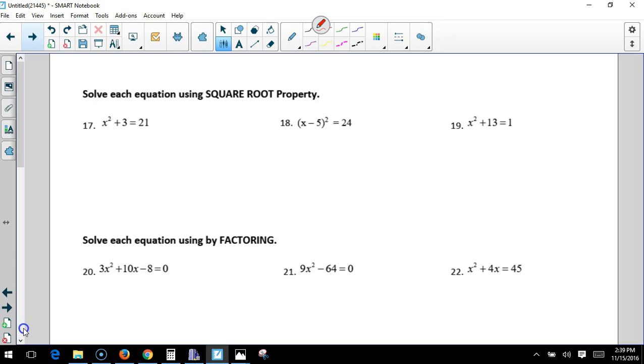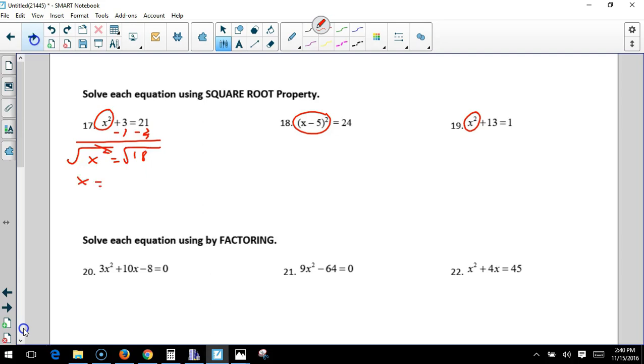Okay, square root property. When we have the square root property, we want to get whatever's square rooted, whether it's a letter or parentheses, by itself. So to do that, I'm going to subtract 3. X squared equals 18. Now, to get rid of this 2, I square root it, and I do the same to both sides.